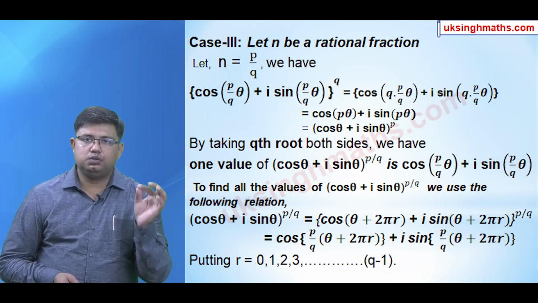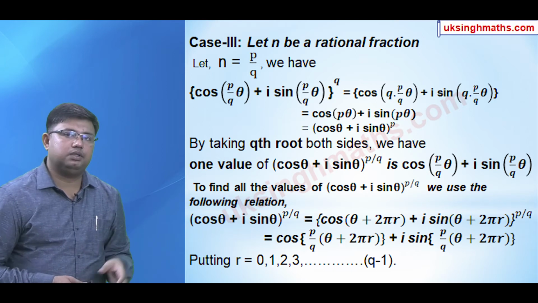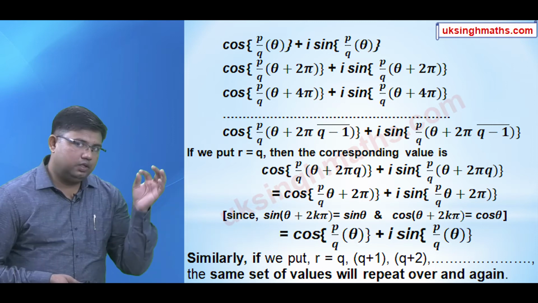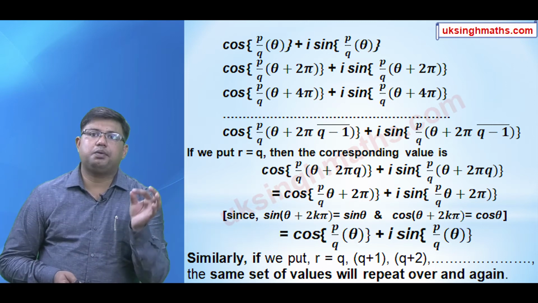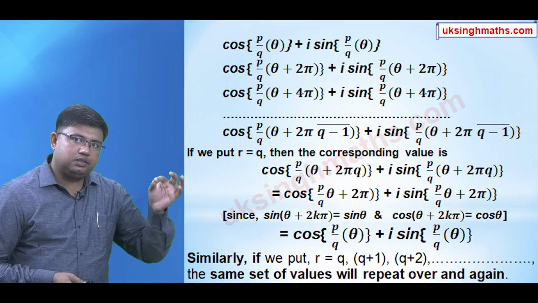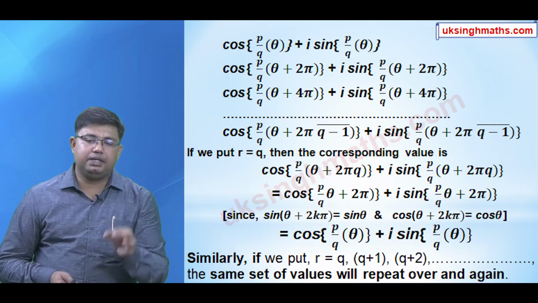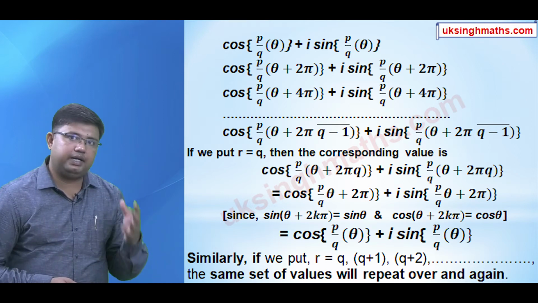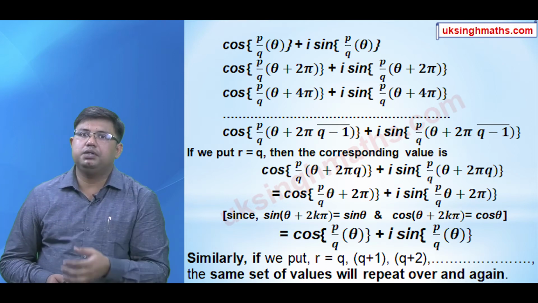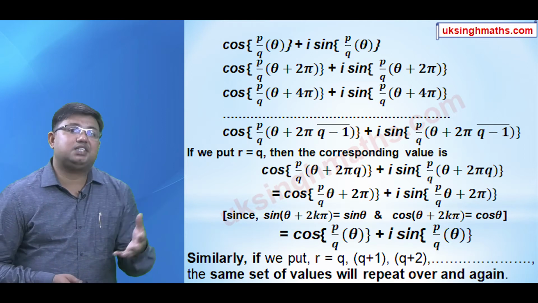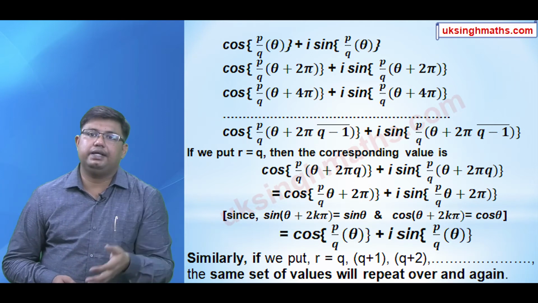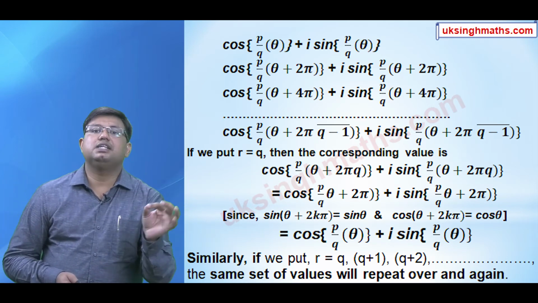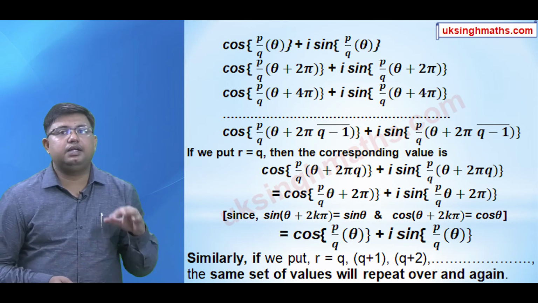Now putting r equal to 0, 1, 2 up to q minus 1, we will have these q expressions as shown on your screen. If you put r equal to q and use the property of periodicity of sine and cos functions, you will have an expression which is the same as the first expression. If you put r equal to q, q plus 1, q plus 2, etc., the same set of values will repeat over and over again. So what would you conclude over here? We have only q distinct values. The rest of the values are repeating again and again.